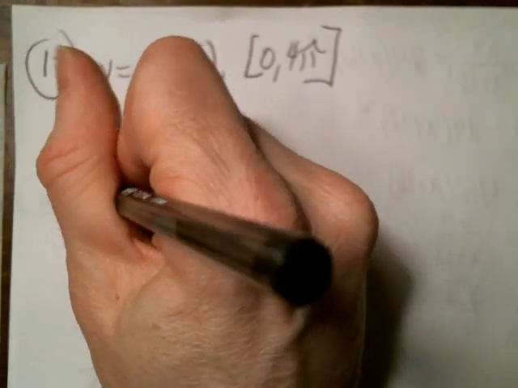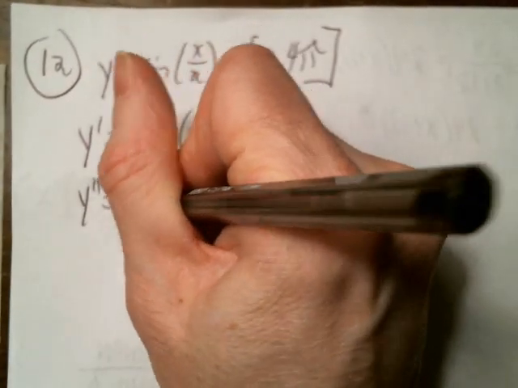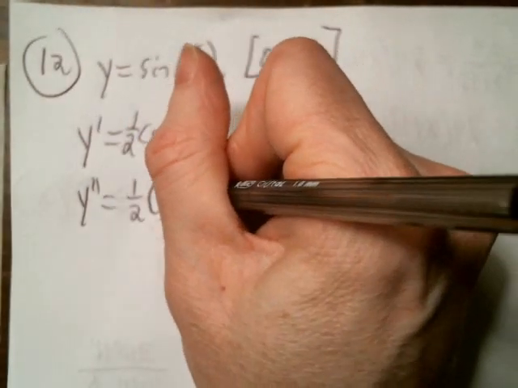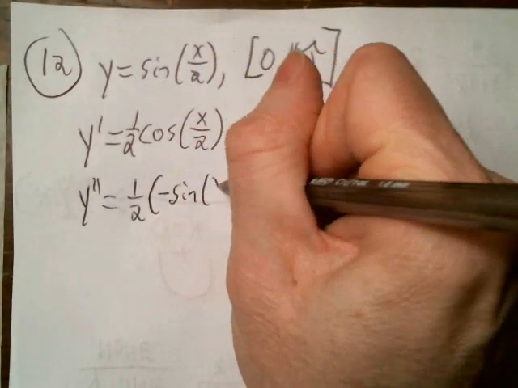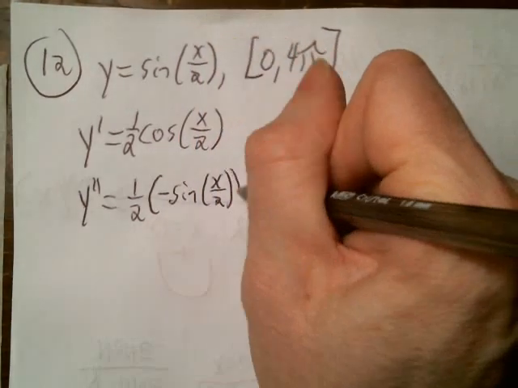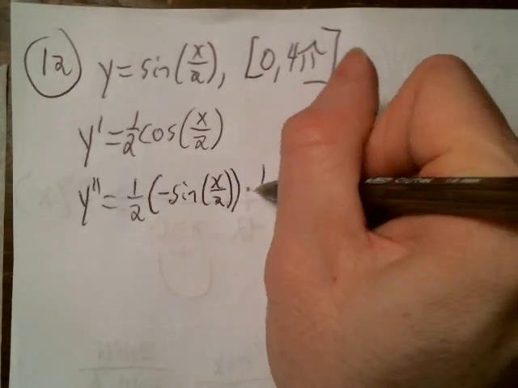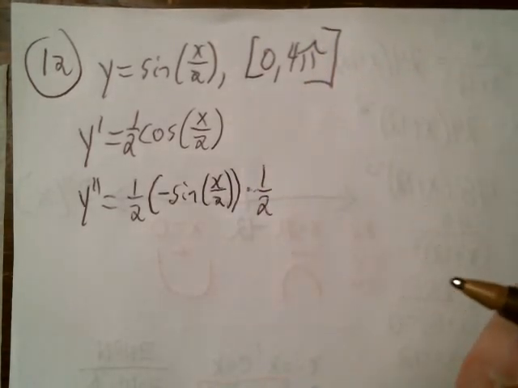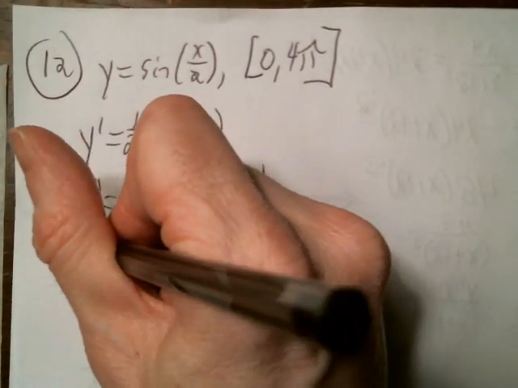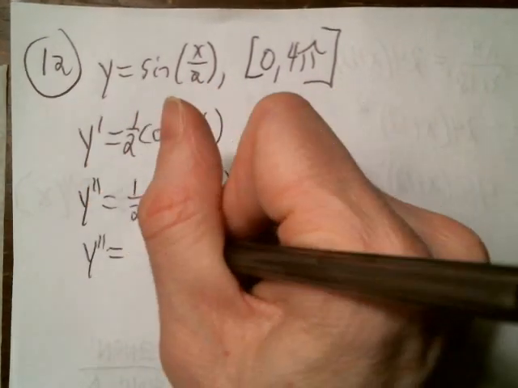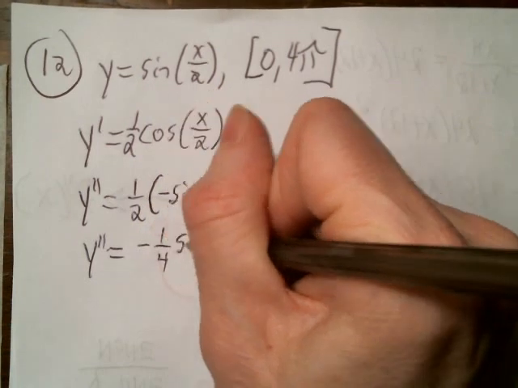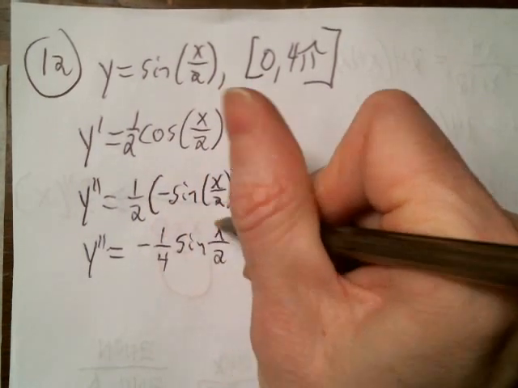And for the second derivative, I'll have 1/2 times the derivative of cosine, which is negative sine of x over 2. And again, by the chain rule, you have to multiply by the derivative of x over 2, which is 1/2. So at the end, I have y double prime is negative 1/4 sine of x over 2.